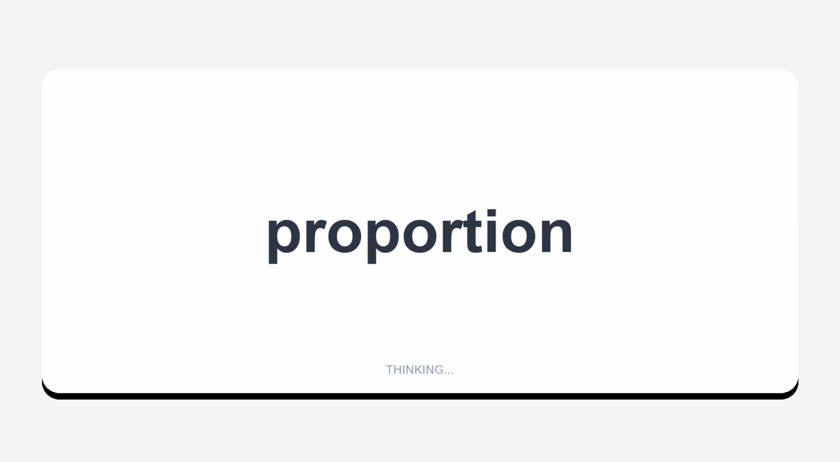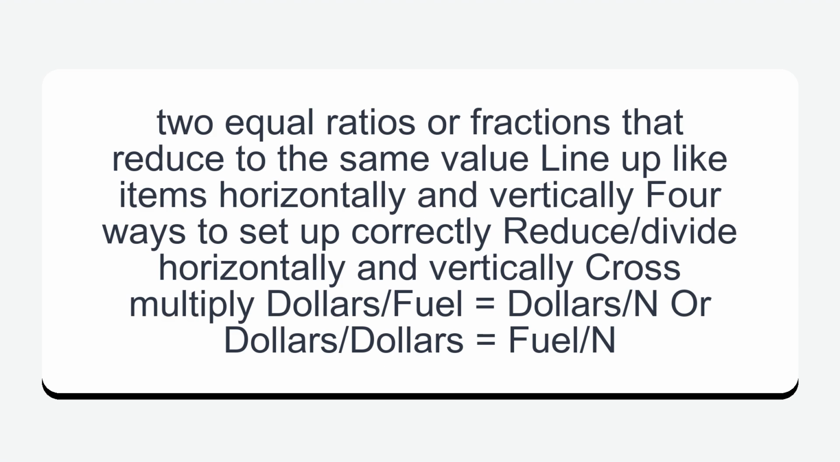Proportion: two equal ratios or fractions that reduce to the same value. Line up like items horizontally and vertically. There are 4 ways to set up correctly. Reduce or divide horizontally and vertically. Cross multiply. $/fuel equals $/n, or $/$ equals fuel/n.